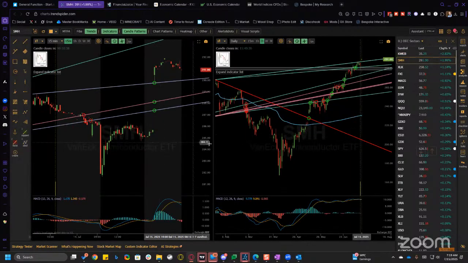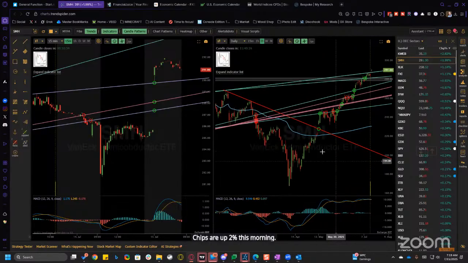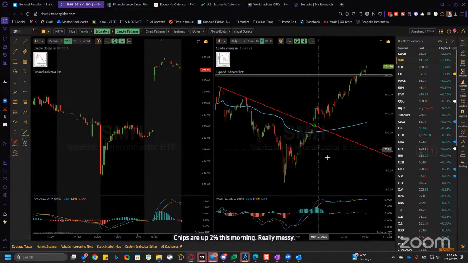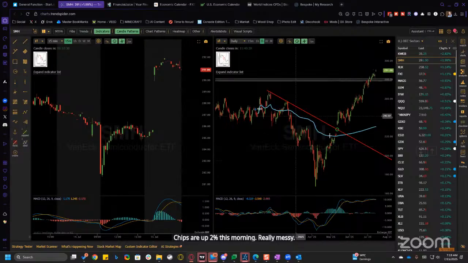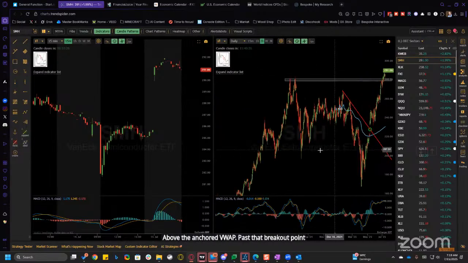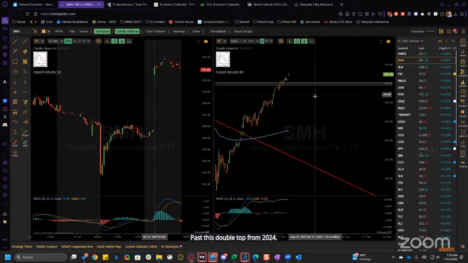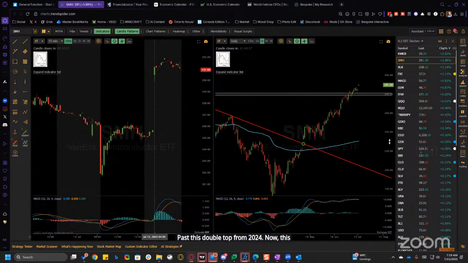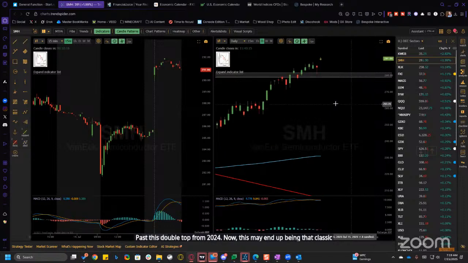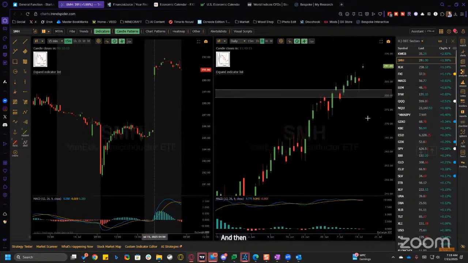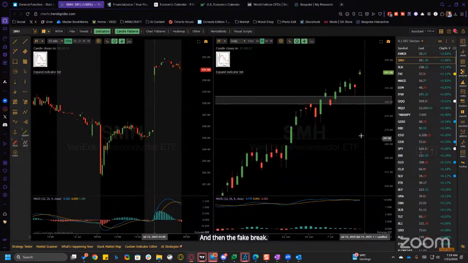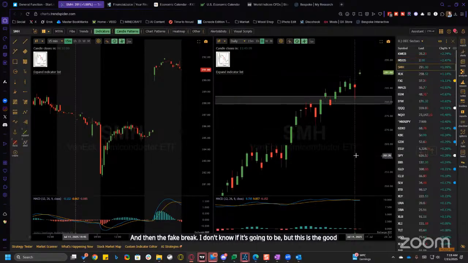Chips are up 2% this morning. Really messy. Above the anchored VWAP, past that breakout point, 270. Past this double top from 2024. Now, this may end up being that classic example of the gap up and then the fake break. I don't know if it's going to be, but this is the good start of it, right?